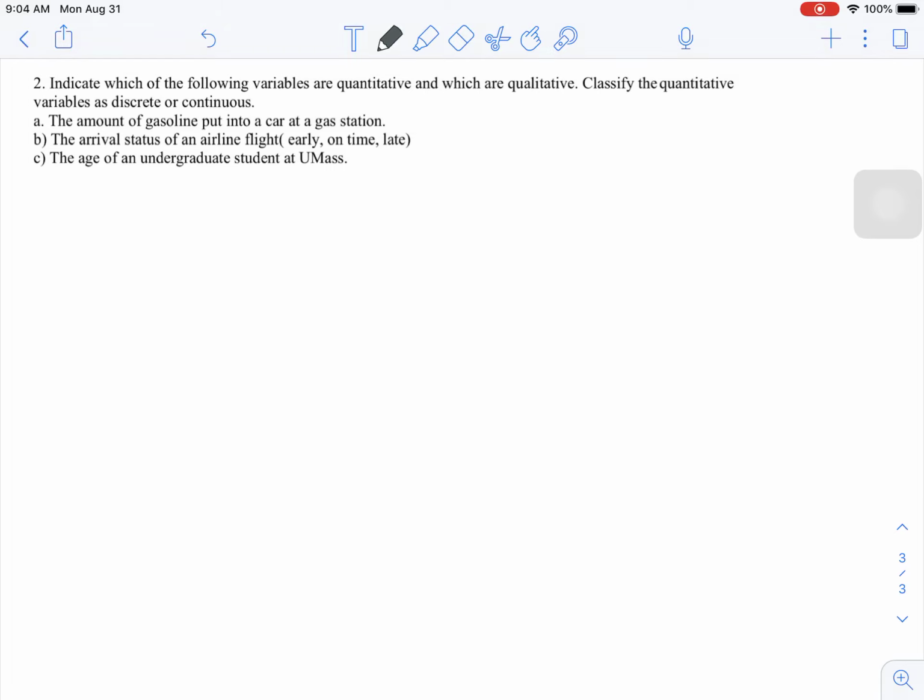Question 2 wants us to distinguish between different types of variables. So first it wants us to determine if the given variable is quantitative or qualitative, and if it's quantitative, is it discrete or continuous? So let's do a quick review here first of what is a quantitative versus qualitative variable and what makes a variable discrete or continuous.